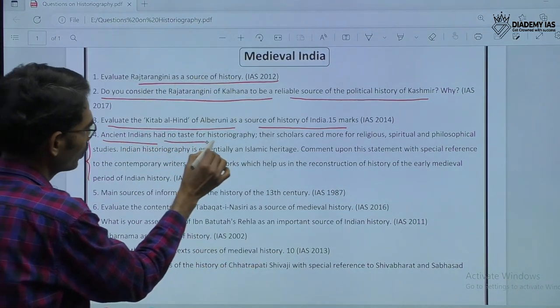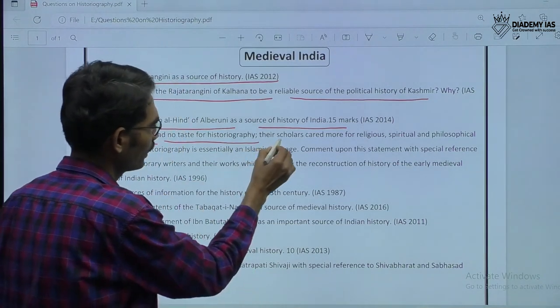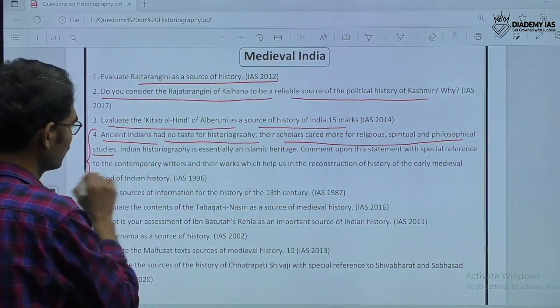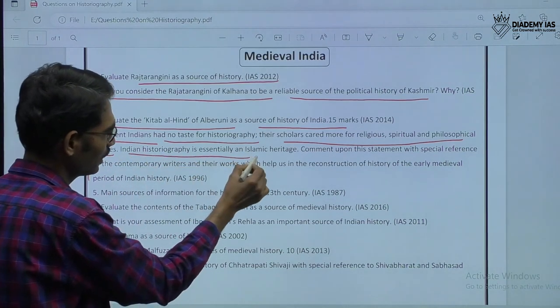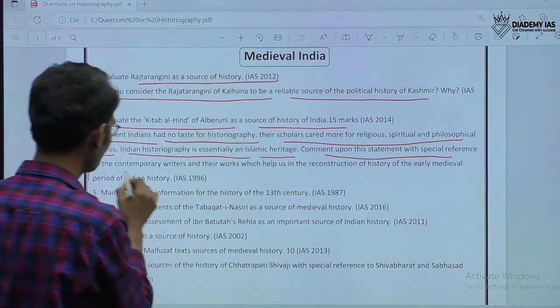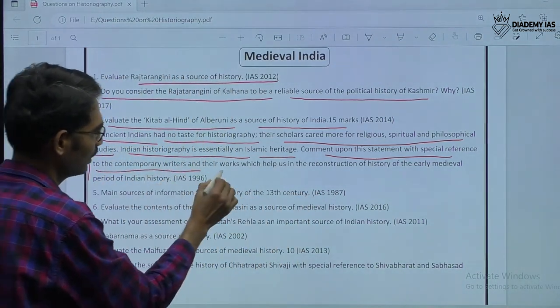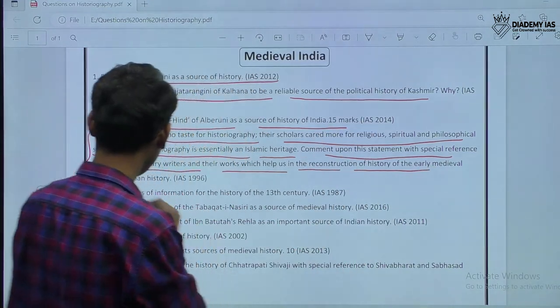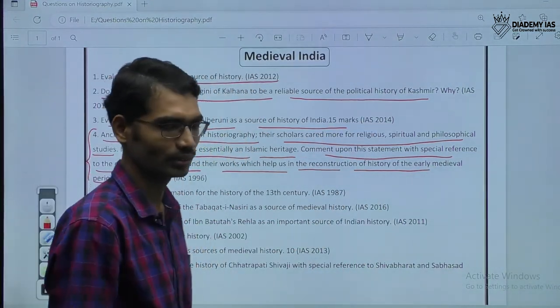Ancient Indians had no taste for historiography. Their scholars cared more for religious, spiritual, philosophical studies. Indian historiography is essentially an Islamic heritage. Comment upon this statement with a special reference to the contemporary writers and their works which help us in reconstruction of history in early medieval period of Indian history.